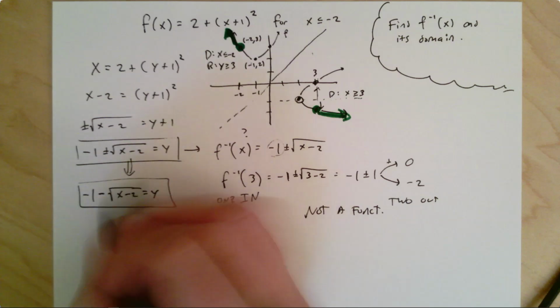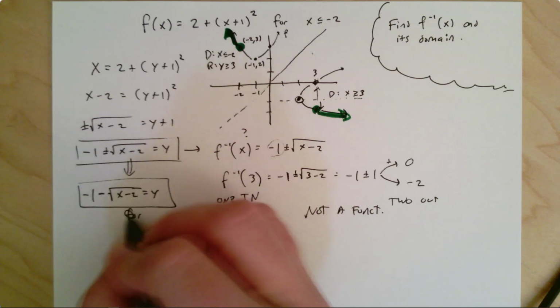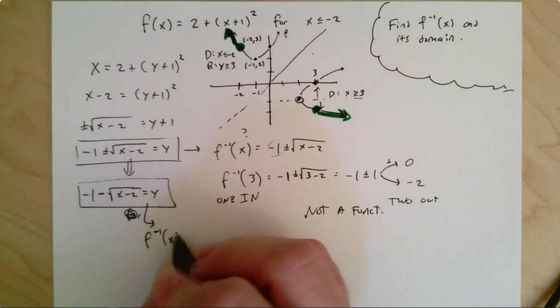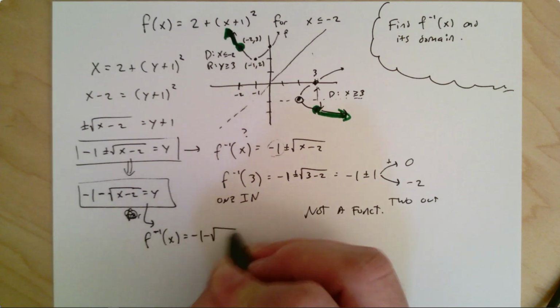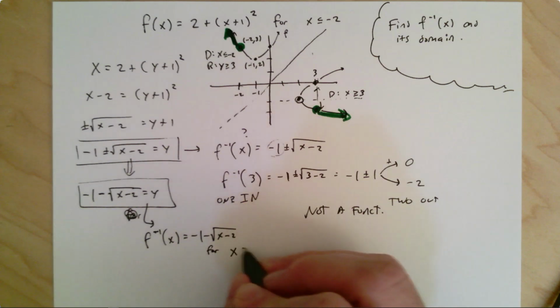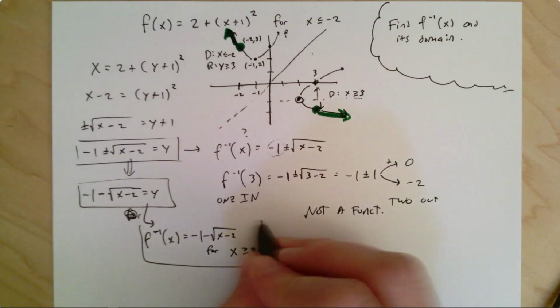So the fully correct answer would be to say, well, here, let's write it with the right notation. The fully correct answer would be to say f inverse equals -1 minus root x minus 2 for all x values greater than or equal to 3.